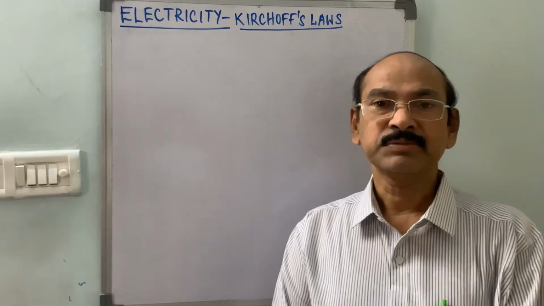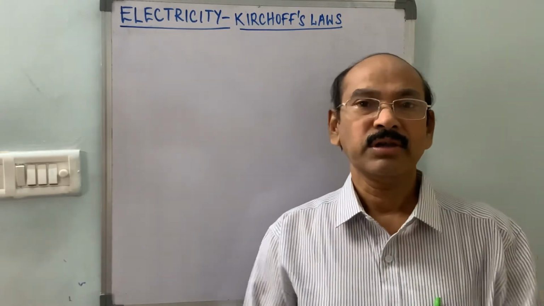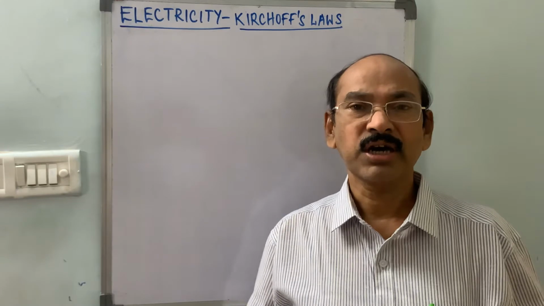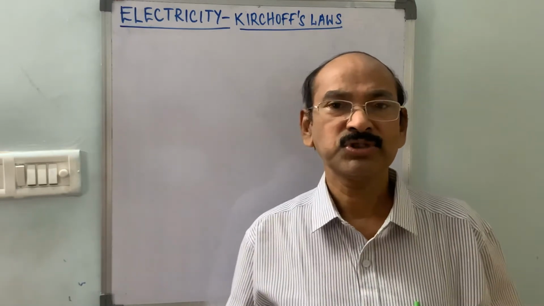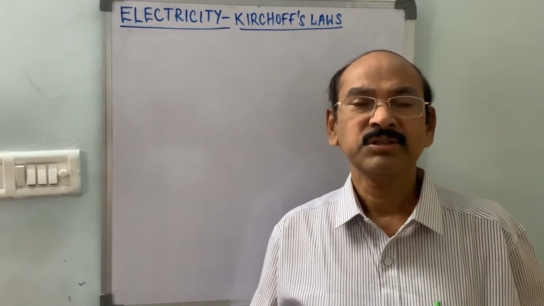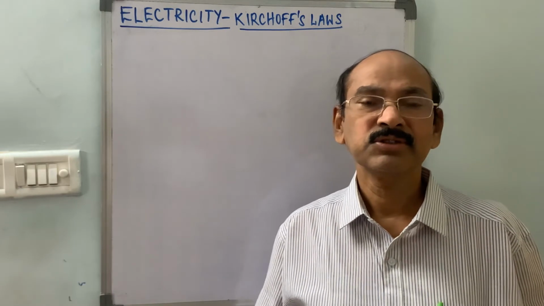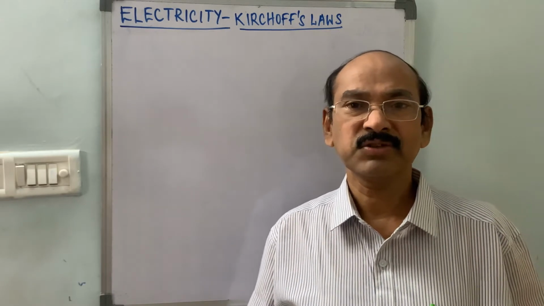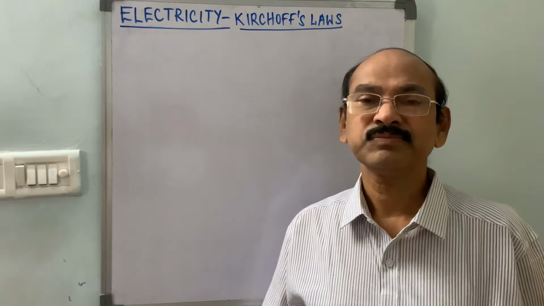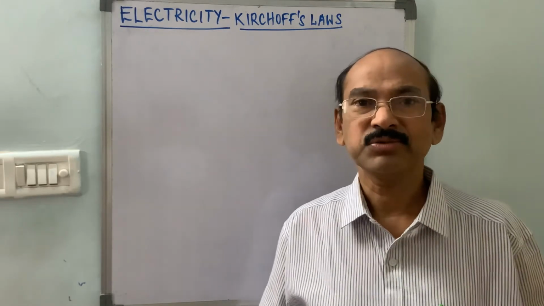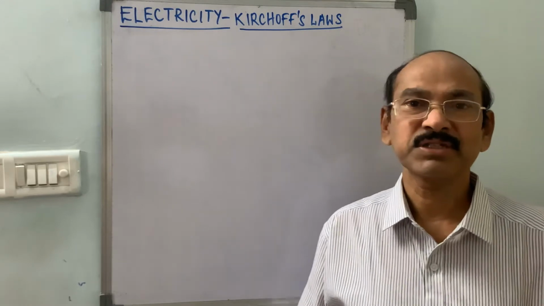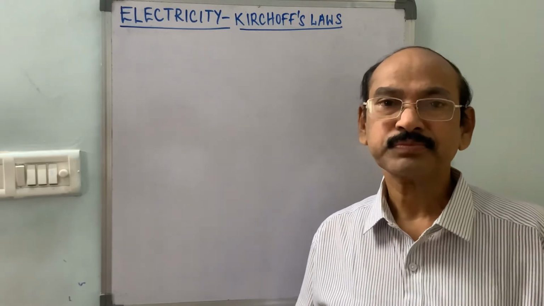We know that electric charges are of two types, positive charge and negative charge. The flow of charge is called current. So the flow of current is known as electricity. Either positive or negative charges flowing represents electricity.